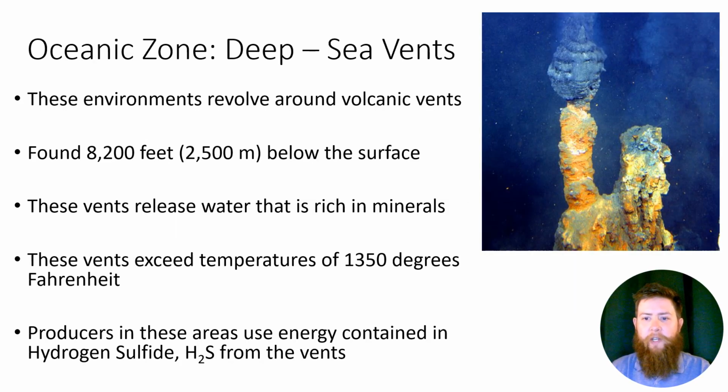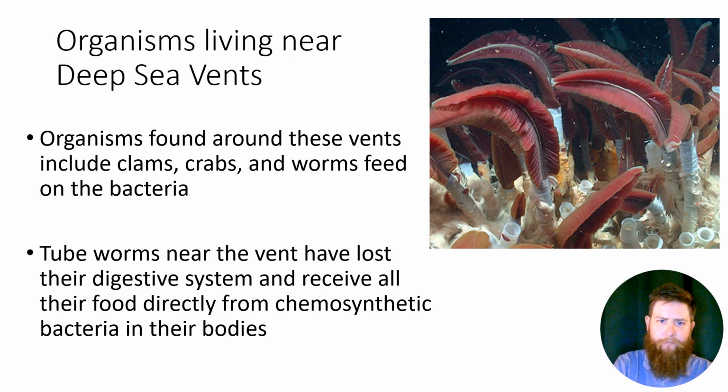We also get really unique communities around deep sea vents in the Oceanic Zone. These environments revolve around having one of these volcanic vents down there. Most of them are found about 8,200 feet or 2,500 meters below the surface. These vents release water that is rich in minerals and very hot, usually exceeding temperatures of 1350 degrees Fahrenheit. Bacteria, the producers in the area, use energy from hydrogen sulfide, H2S, from these vents to create their energy.